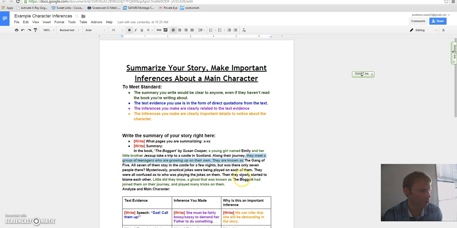Then they slowly started to blame each other. Little did they know, a ghost that was known as the Bogart had joined them on their journey and played many tricks on them. The key that they did really well here is when they introduced this ghost, the Bogart, they explained it was a ghost. If they had just said, then they slowly started to blame each other, it was the Bogart, I'd be like, what? The Bogart? What's that? They added those extra details to make sure I understood.